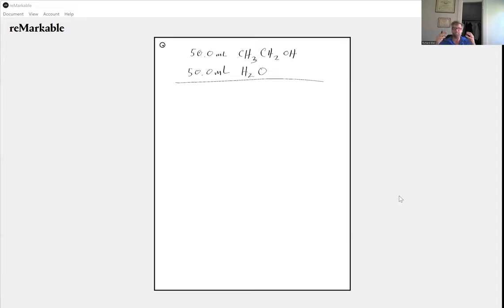What happens is, the attractive forces between the water and the ethanol are so strong. It's hydrogen bonding. We have here hydrogen bonded directly to an oxygen. So we have hydrogen bonding. Those intermolecular forces are so strong that the water and the ethanol actually pull each other more tightly together than either pure ethanol or pure water.